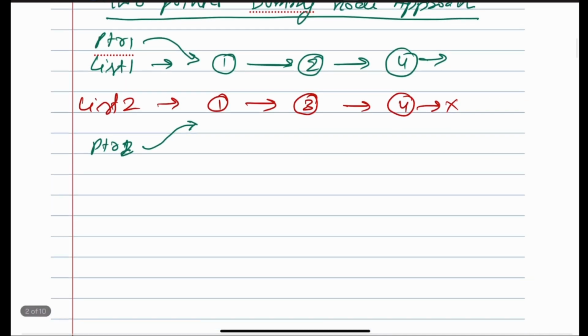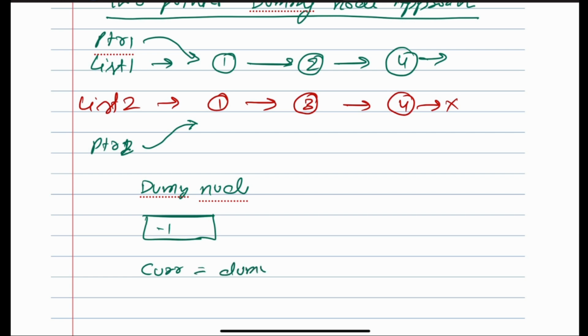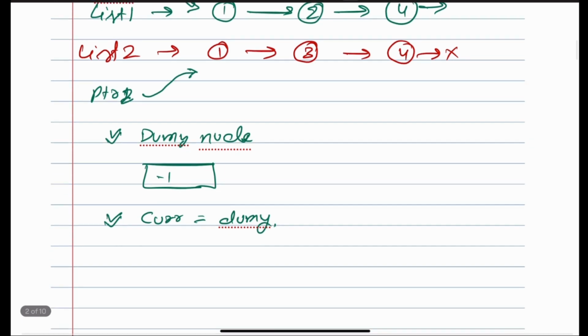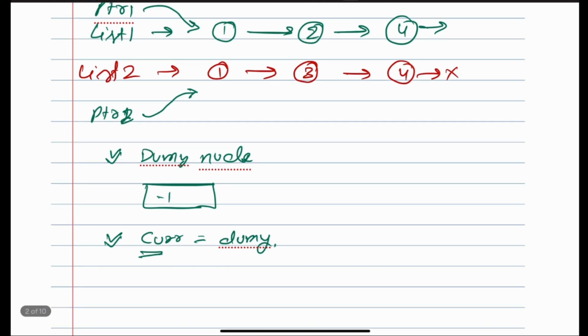And we will create a dummy node and assign a value of -1. And we will create a temp node or a current node also, which will be pointing to the dummy node. So initially the current node will be equal to my dummy node itself. So we will create two nodes, one is a dummy node and one is a current node. Now the use of the dummy node is to keep track of your head node, which we will return at the end of this program, right? Now this current node will be used to create the sorted linked list.